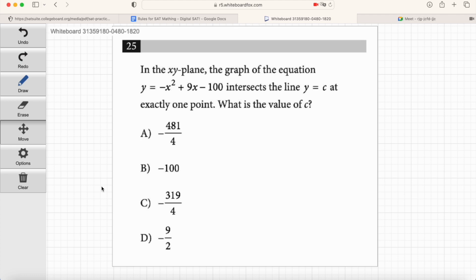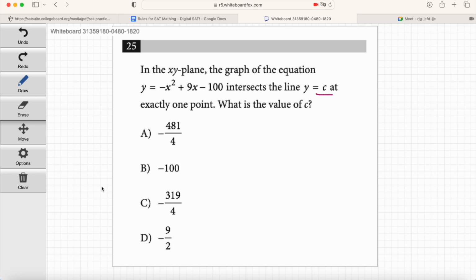In the xy plane, the graph of the equation y equals minus x squared plus 9x minus 100 intersects the line y equals c at exactly 1 point. What is the value of c? What are we solving for here, Tanner? The value of c, which is part of this equation right here, y equals c. Okay. So we've got a parabola and we've got a line. And they're intersecting at 1 point.